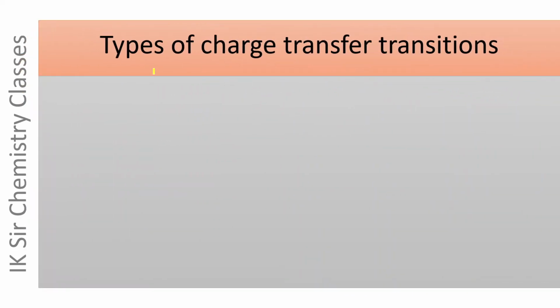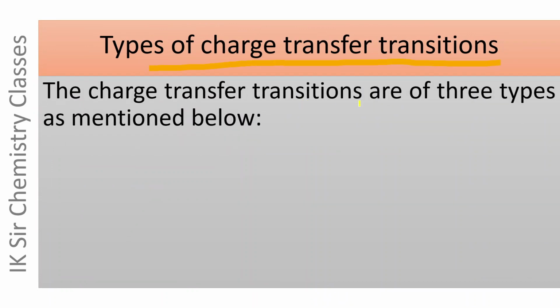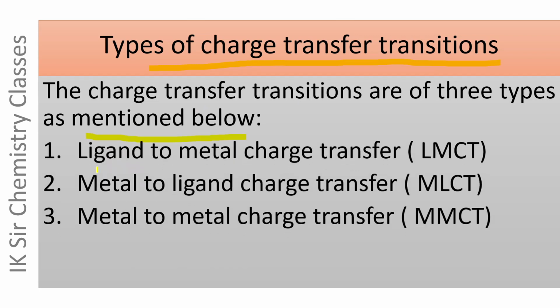Types of charge transfer transitions. The charge transfer transitions are of three types as mentioned below. Ligand to metal charge transfer, LMCT. Metal to ligand charge transfer, MLCT. And metal to metal charge transfer, MMCT. These are the abbreviations. There are three types of charge transfer transitions: ligand to metal, metal to ligand, and metal to metal.